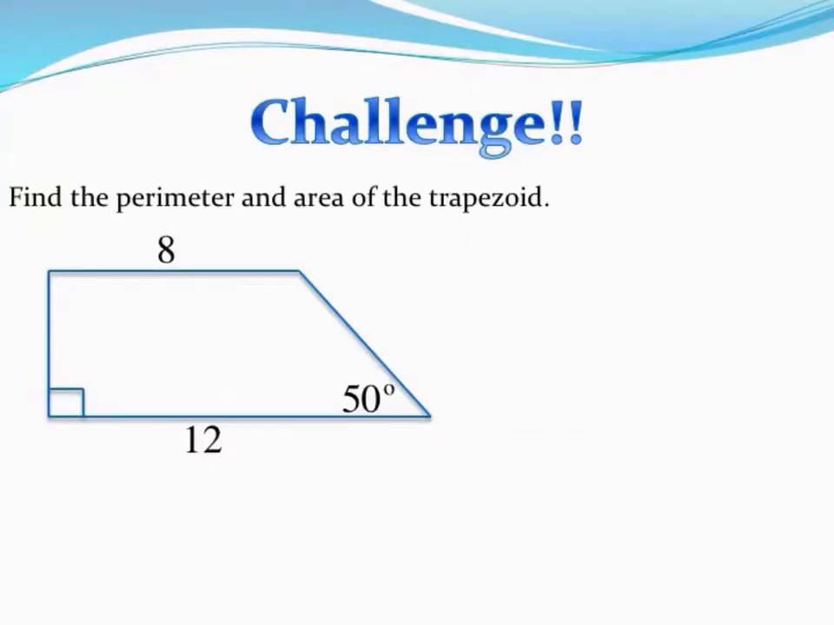Let's take a look at a very challenging problem that has us use trigonometry to help find the area and perimeter of a trapezoid. So let's just start with area and work from there for perimeter. I recall that the area formula of a trapezoid is 1/2 times the height times the sum of the two bases, b1 plus b2.